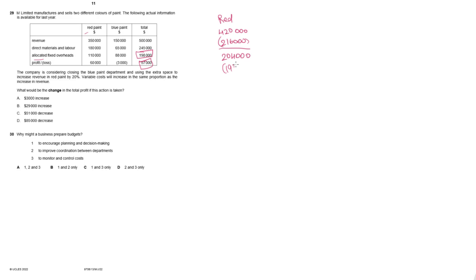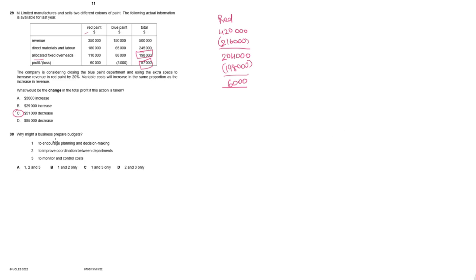So 198,000. Had they said that fixed cost will increase or decrease by a certain amount, we would have considered that revised amount, but here nothing of that sort. So 6,000 will be the new profit, while earlier they were making a profit of 57,000. So what would be the change in profit? It will fall by 51,000. So 51,000 decrease.